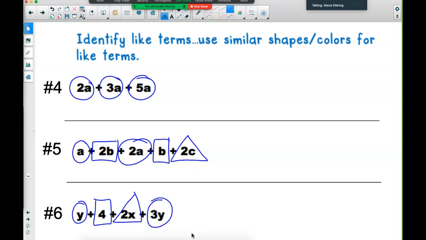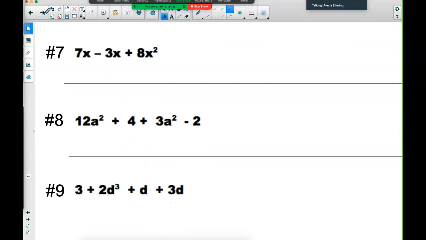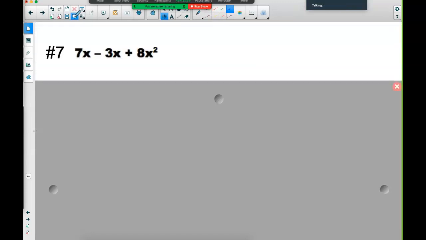Questions there? Okay, so I want you to write this example in your notes. I'll just show you one at a time. And those of you at home do the same thing. So number 7 here is 7x minus 3x plus 8x squared. Write that in your notes. 7x minus 3x plus 8x squared. And circle, box, triangle the like terms.